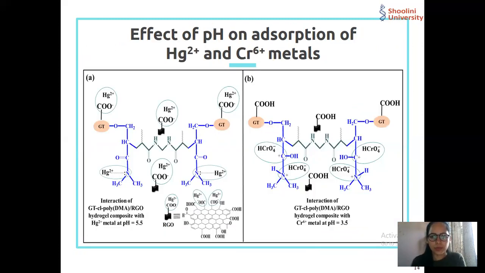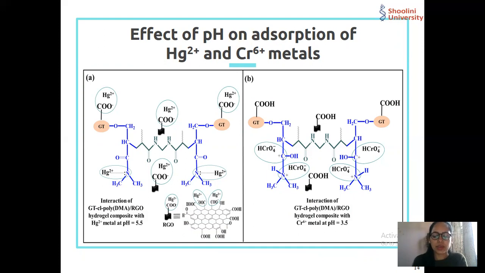Next is the effect of pH. This figure shows the possible interactions of mercury and chromium ions with the sample. In the case of mercury, adsorption of mercury ions increases with an increase in pH from 1.5 to 5.5 and then decreases with the increase in pH from 5.5 to 9.5. Because at low pH, there is competition between the H plus ion and the Hg2 plus ion, which leads to a decrease in adsorption. And at high pH, there is a decrease in the H plus concentration, that is why adsorption increases.